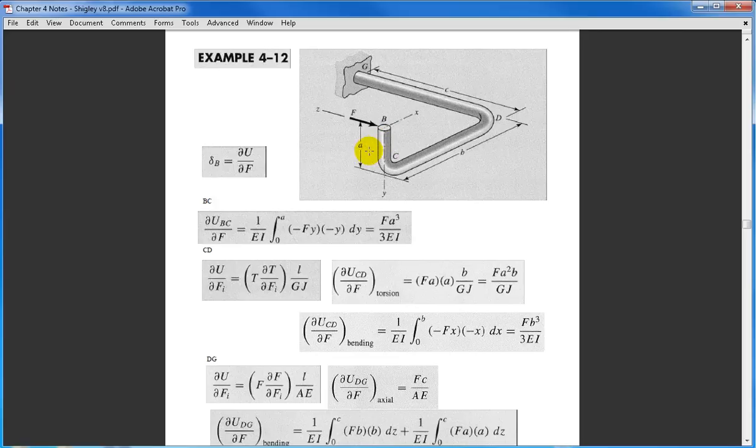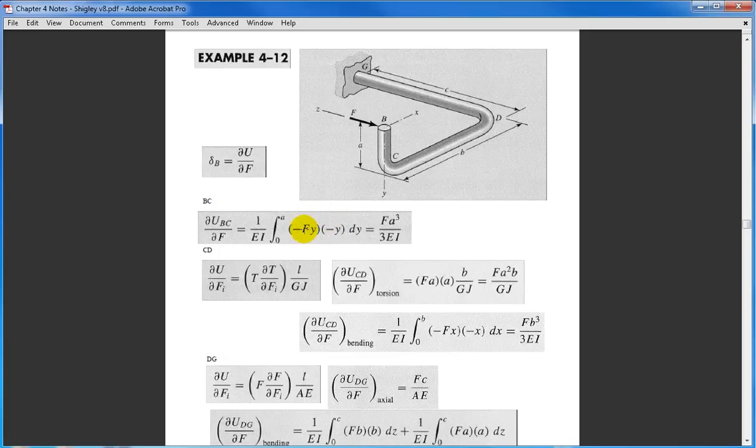So let's say Y is where my mouse is. My moment is F times Y. You know what? The minus sign is not real important because it's going to cancel out. Now, what is the partial of Fy with respect to F? It's the minus Y term.